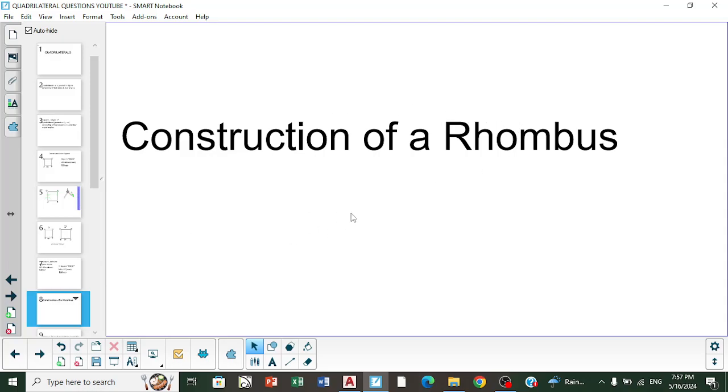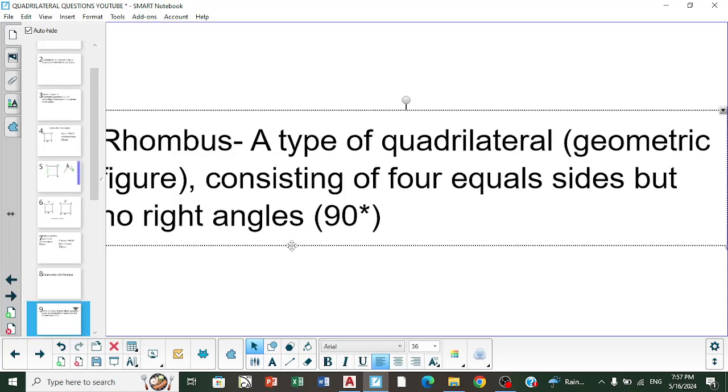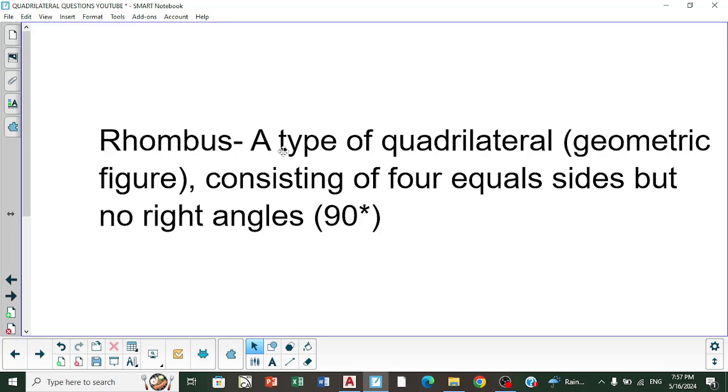Right, so we're going to look at the rhombus. What is a rhombus? It is quite similar to a square, but not the same. There are some similarities, one of which is that they have four equal sides. A rhombus is a type of quadrilateral consisting of four equal sides but no right angles, no 90 degree angles in this geometric shape.